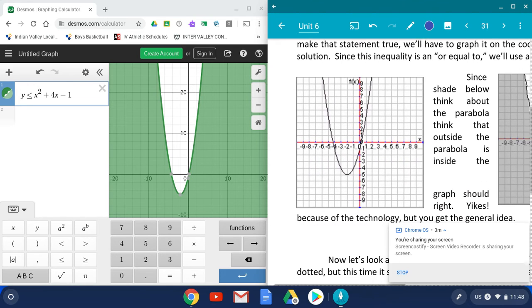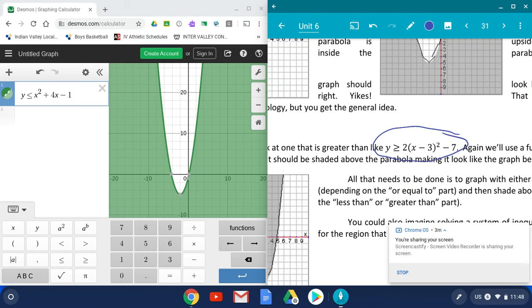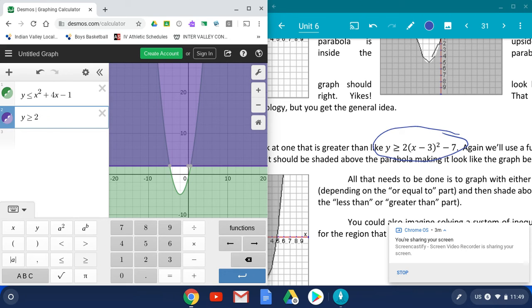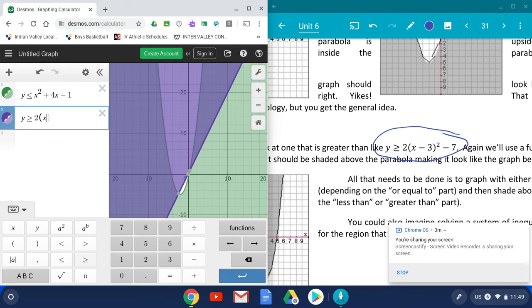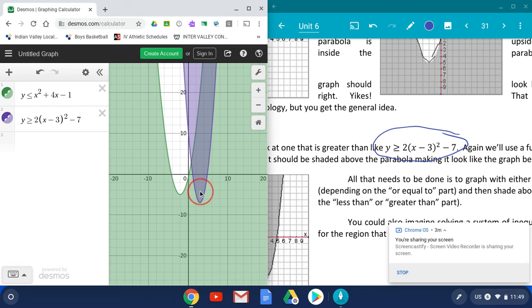So let's go look at another one that's given to us. There's another equation for us right there. Let's go ahead and graph that one. Notice I didn't get rid of the first one. I don't have to, but I want you to see what it's going to look like. It's greater than or equal to 2 times the quantity x minus 3 squared minus 7. And there we can see this particular one is solid and it's shaded on the inside of the parabola.